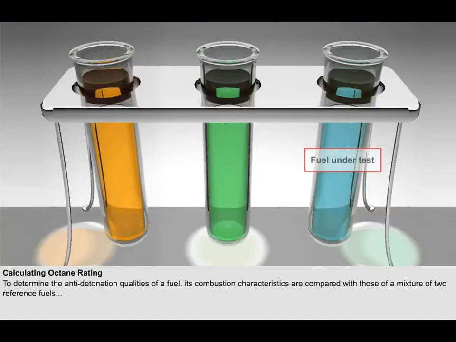To determine the anti-detonation or anti-knock qualities of a fuel, its combustion characteristics can be compared with those of a mixture of two chemically pure fuels, called reference fuels, under laboratory conditions. Isooctane is one of the reference fuels. It has very good combustion characteristics and shows little tendency to detonate when mixed with air and ignited at high temperatures, so it's given a rating of 100.